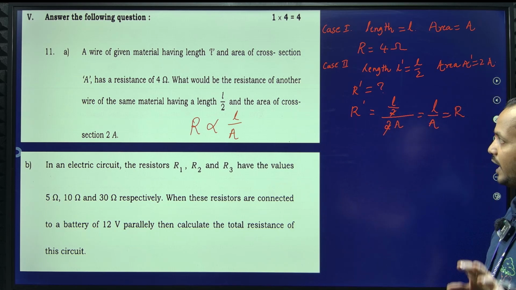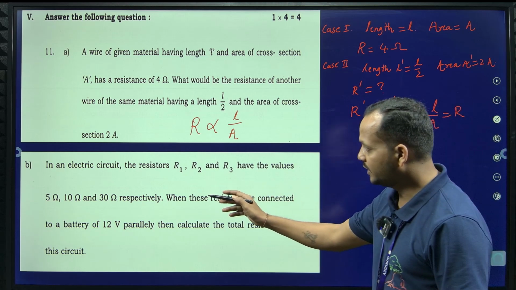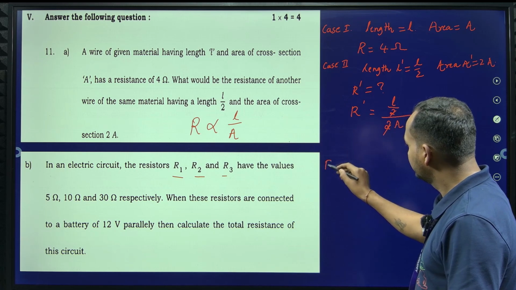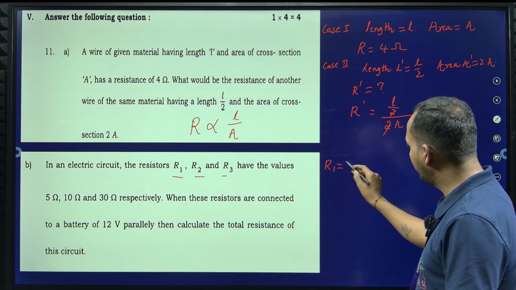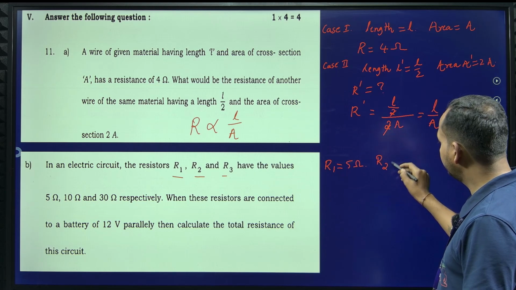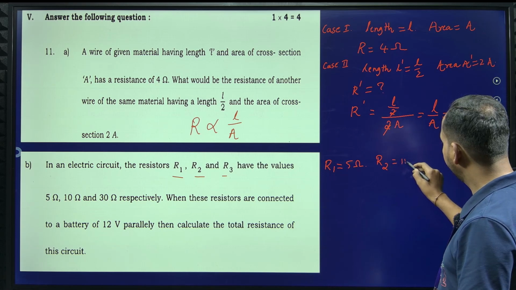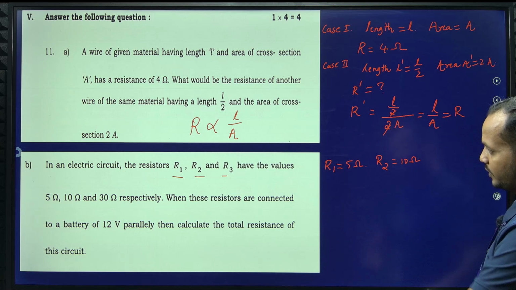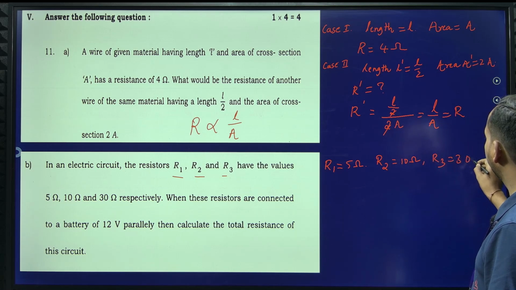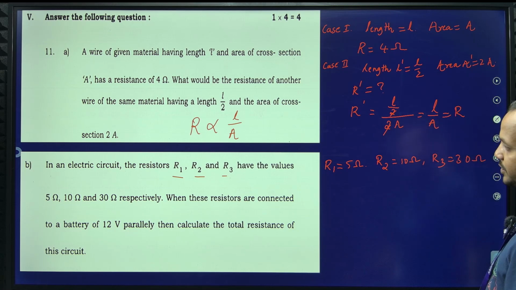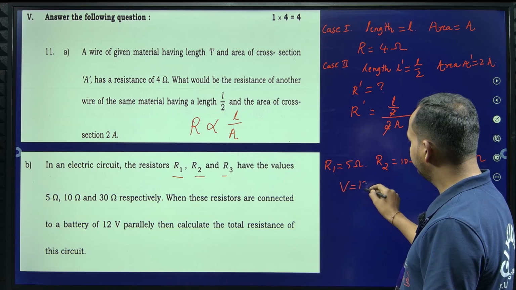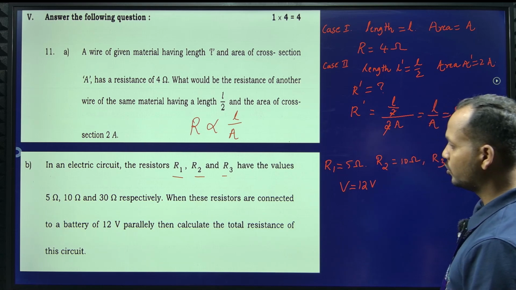This is your answer. Then next, in an electric circuit, there are resistors R1, R2 and R3. R1 is 5 ohm. R2, what is R2, guys? 10 ohm. And R3 is 30 ohm. Right? Then it is connected to a battery of potential 12 volt. Then calculate the total resistance of the circuit.